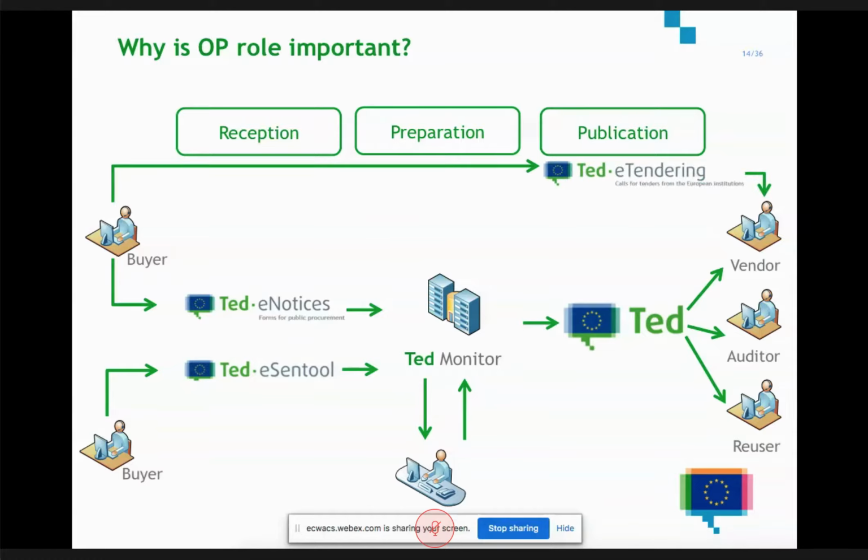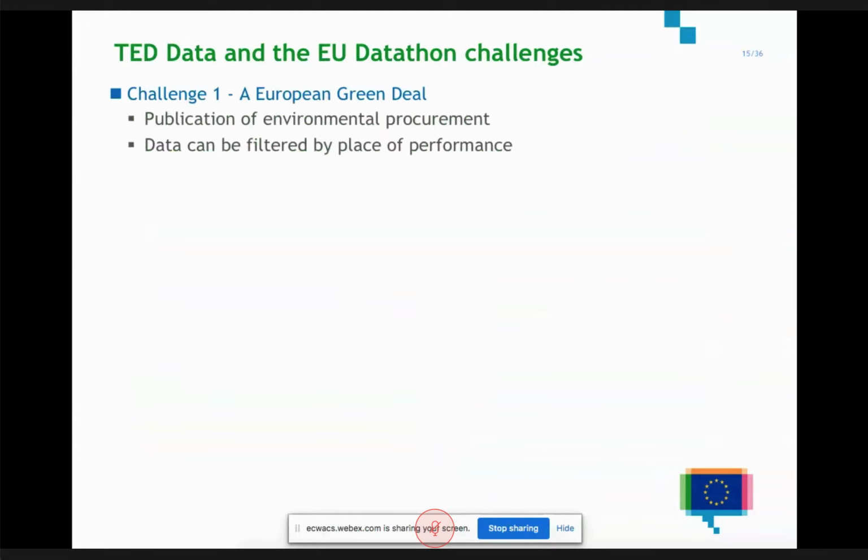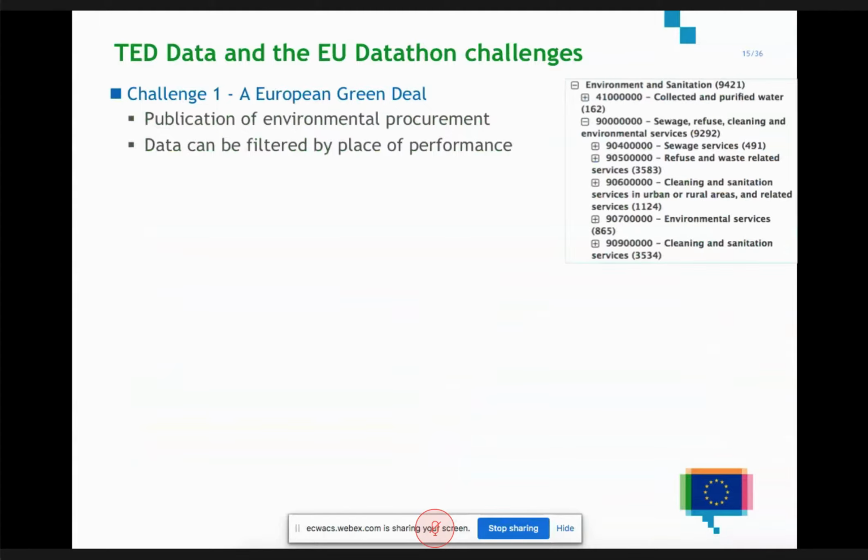We also have another website, for the publication of call for tender documents for the European institutions and agencies, which is called eTendering, and that also makes the link between the buyers and the vendors. So how does our data fit within the context of the challenges of the EU Datathon? Well, the first challenge, the European Green Deal. We do publish procurement in the sector of the environment.